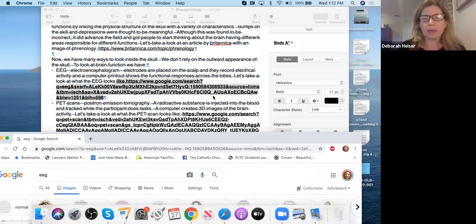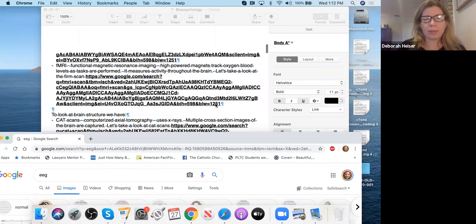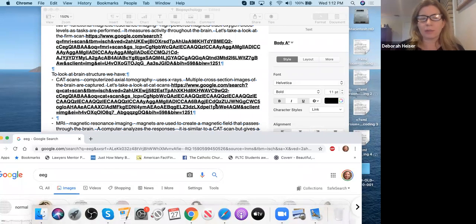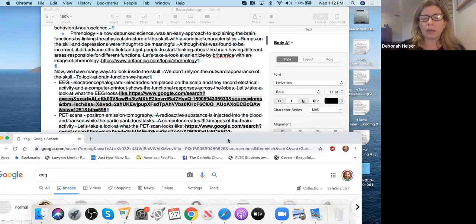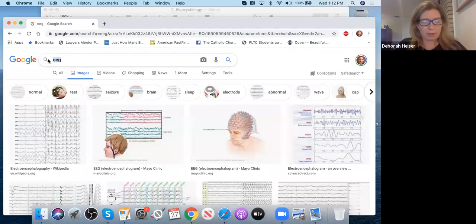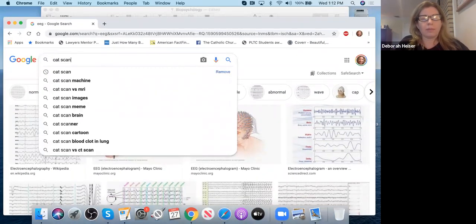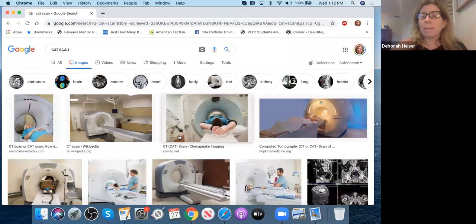This is a little tough in that respect, because you still don't actually get to see what the brain looks like. However, let's move on to the CAT scan, okay? Let's move to the CAT scan. So here are the images of a CAT scan. Many of you may have had a CAT scan. Perhaps you had a concussion or something like that and needed to go get a CAT scan.